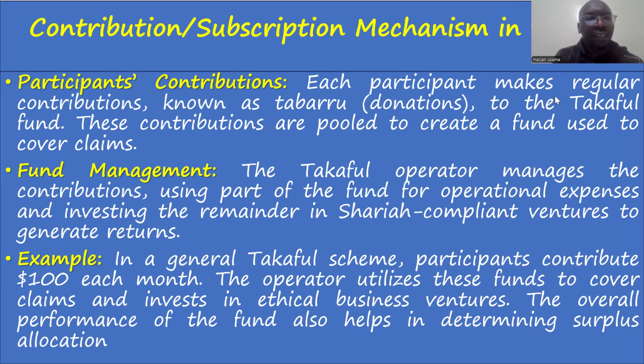Each participant makes regular contributions, known as at-tabarru. So you can agree, like every month, we are going to contribute like $10, $15 to the Takaful fund. These contributions are pooled together to create a fund used to do what? To cover the claims. So that is the first thing. The participants, they do what? They contribute.